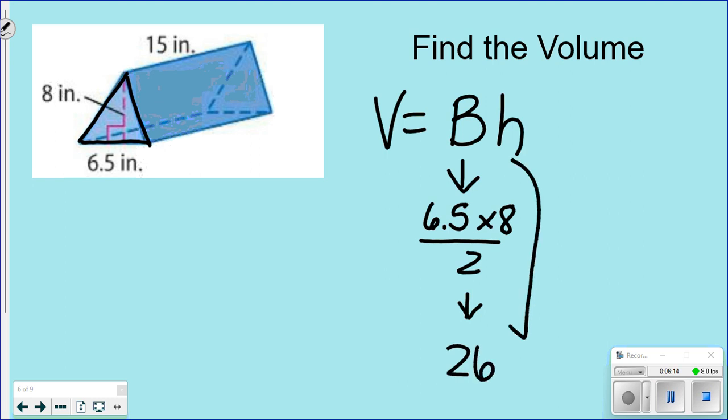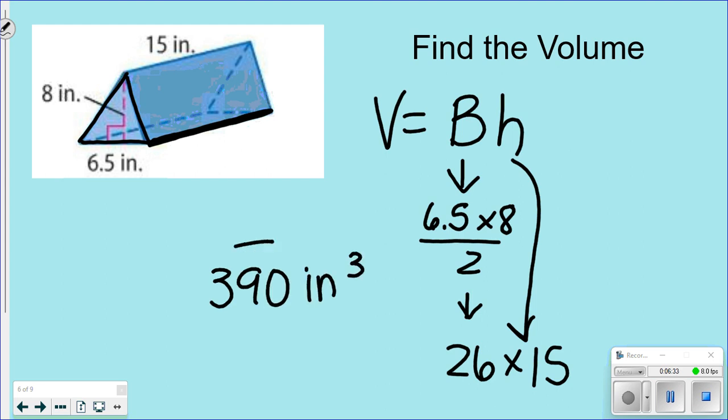Now, the H is the height of the whole prism. Since it's laying down, it kind of looks funny. But if I would turn it on its base, this would technically be how tall it is. And so it would be times 15. And I got 390 inches cubed. So being able to determine the H is how tall it is, and what I have to find for the base, if you do it and be organized, like I've talked about, it's very, very simple.